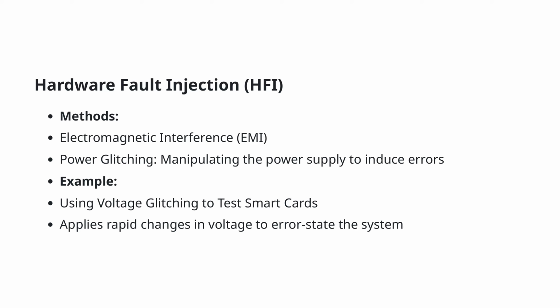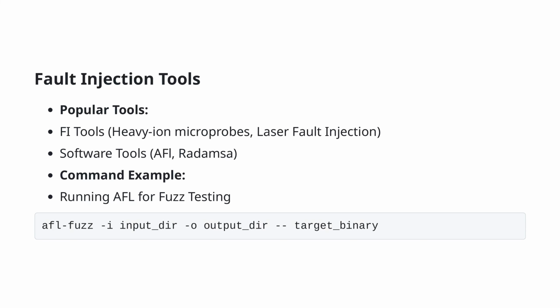Understanding these methods allows us to simulate potential hardware faults that could occur in real-world scenarios and therefore develop more resilient systems. When it comes to fault injection tools, we have a variety of options both in hardware and software. Popular hardware tools include heavy-ion microprobes and laser fault injection, which allow precise manipulation and observation of faults at a micro level. On the software side, tools like AFL, American Fuzzy Lop, and Radamsa are commonly used.